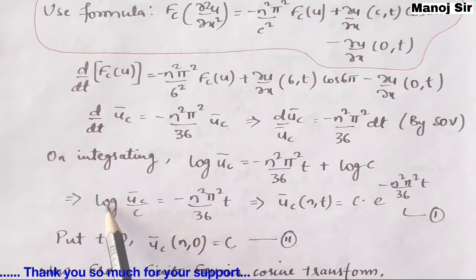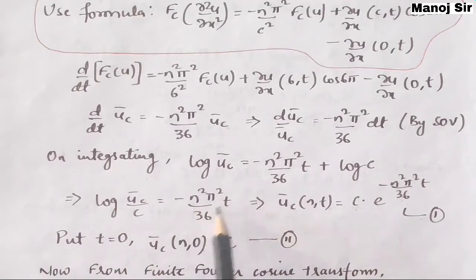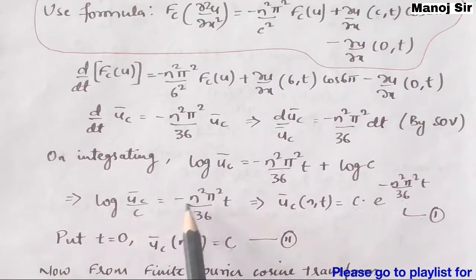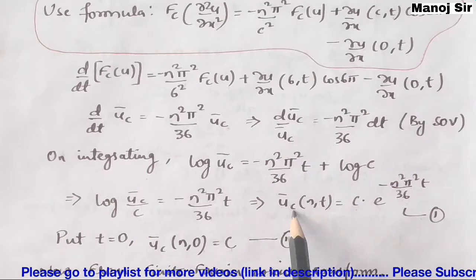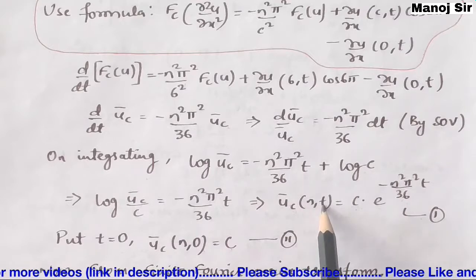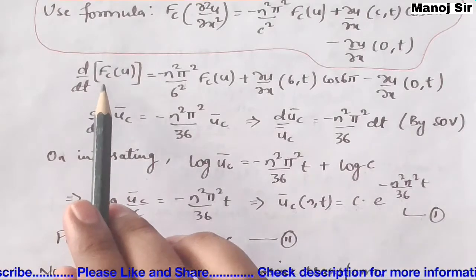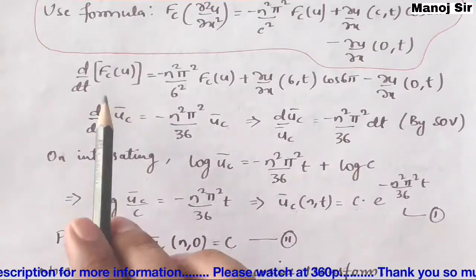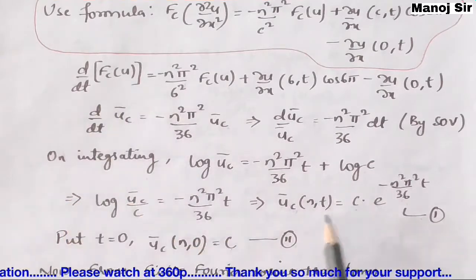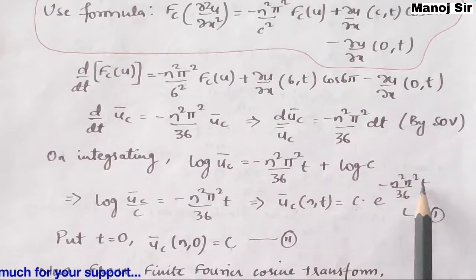Now if you take the exponent, this will become e to the power minus n square pi square t upon 36. Now simply take c to the other side. So finally you can see that u bar c, which is a function of n and t, is nothing but your finite Fourier cosine transform. So this is going to be c into e to the power minus n square pi square upon 36 into t, and this is my equation number 1.